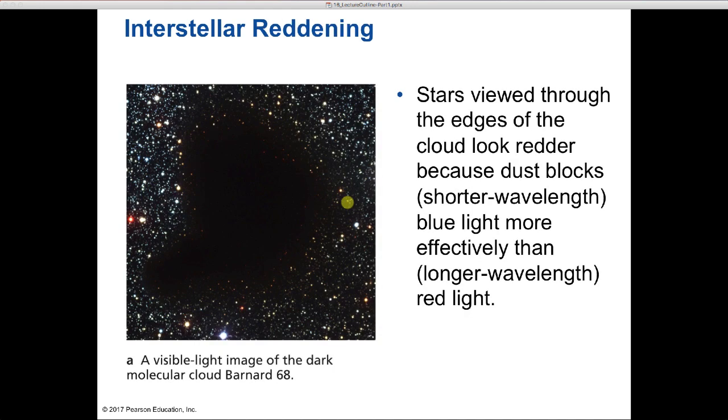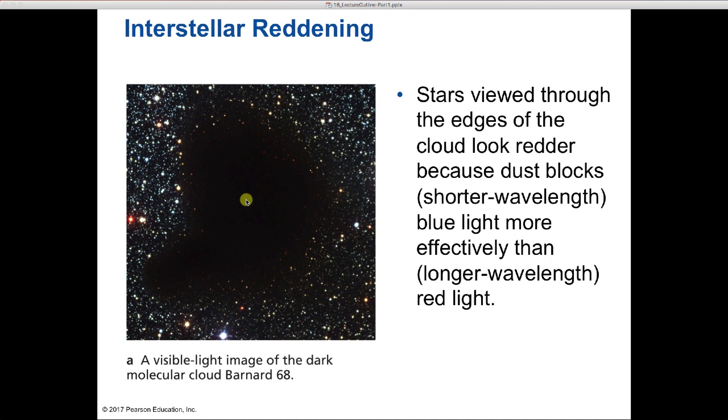If we look at this cloud of gas and dust, this is called Barnard 68, and it looks very dark and thick. You can hardly see anything in the center area. It looks like there's just a hole in the sky. And that's at first what people thought. There was just a region of space where there were simply no stars. But it's a cloud of gas and dust.